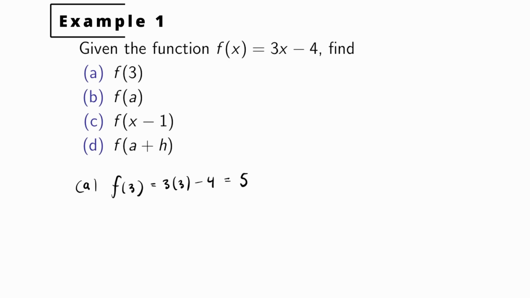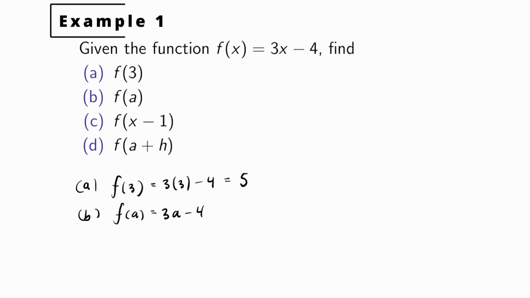For b, it's almost simpler than that. f of a just means we look at what's the output value when the input value is a. So again, we take 3 times a and subtract 4 to give us 3a minus 4. There's nothing else to do here because we can't simplify that any further.